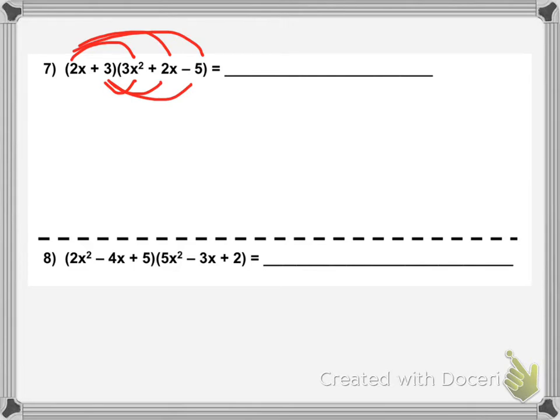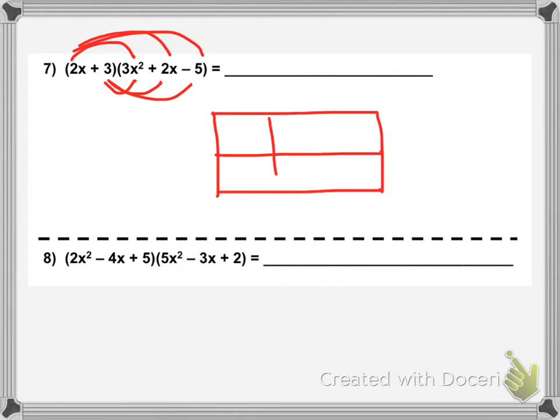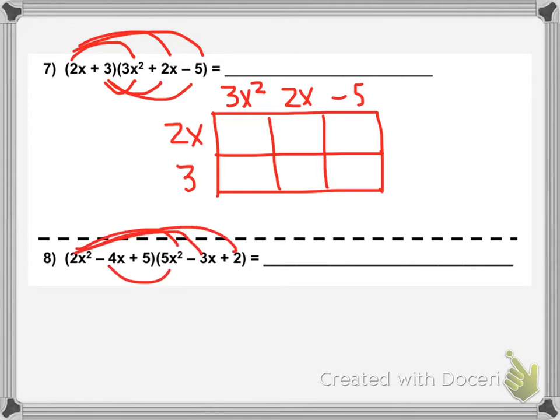If you were to use the box method, you would make a 2 by 3 box. So you would do something like this. So you could say 2x and 3, and then 3x squared, 2x, and negative 5. And you can do something similar, right, with the other one. You're going to be multiplying 9 times on number 8. So if you want to try those, go ahead. I'll put the answers here.